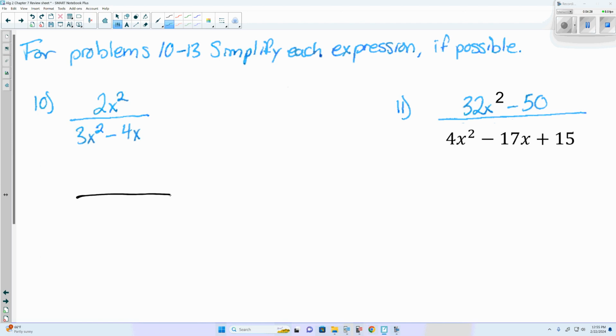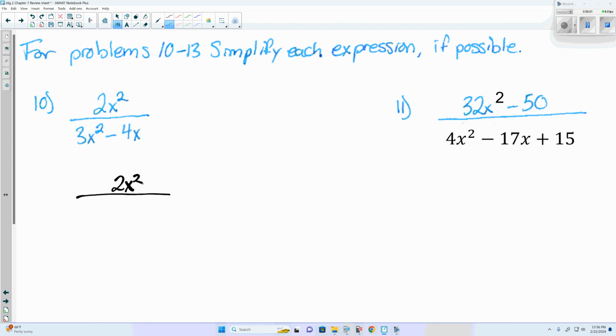Number 10, 2x squared over 3x squared minus 4x. Whenever we're simplifying these, we need to factor the numerator and denominator, the top and bottom of this fraction, as far as it'll go, and then simplify what's in common. 2x squared, how can we factor it? Well, can we factor it? No, it's 2x squared. It's a single term. We can't factor it since it's a single term.